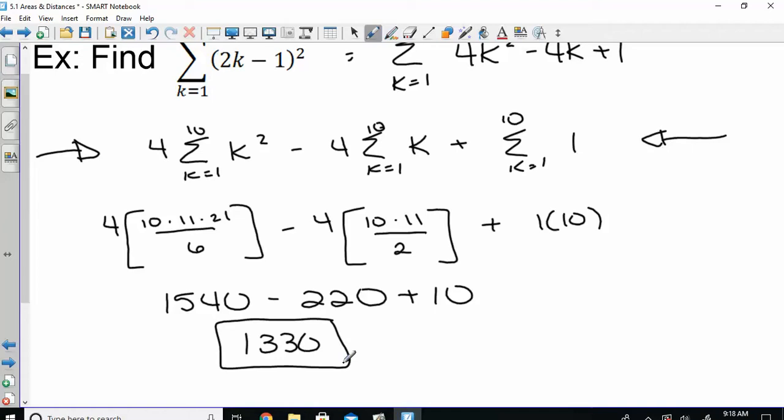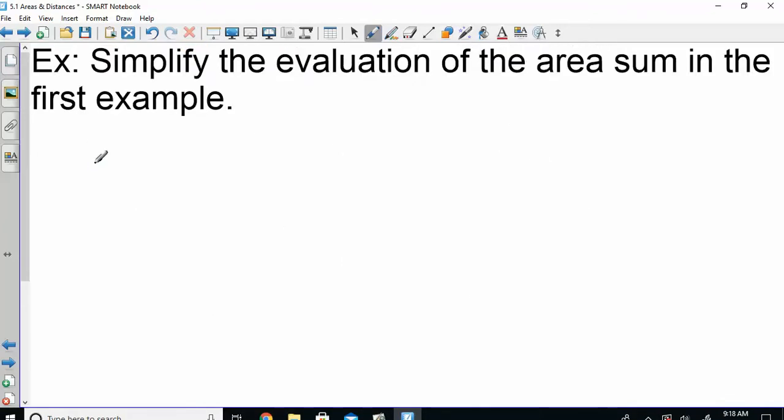So let's use this now. Going back to that first example yesterday, we did the over and under estimate. I want to use the formulas to help with that. So example 1 yesterday, our function was x squared on the interval 0 to 3. And we did it twice. We did it with 5 and then 10 rectangles. Let's do the 10 rectangles one.